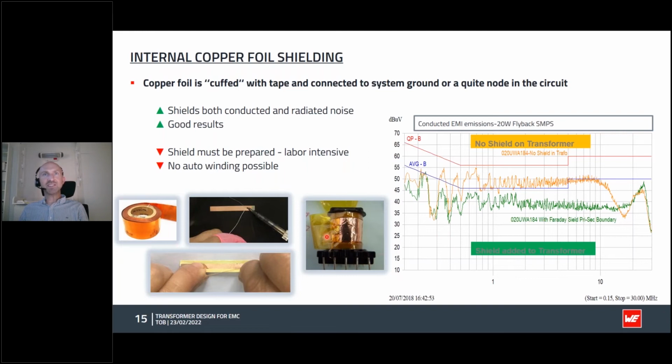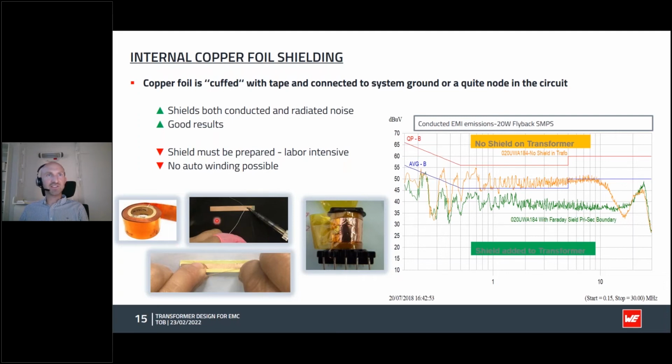What this does is it picks up these high dV/dt capacitive currents that could be injected from the primary to secondary, and it provides a path back to the primary side without it actually going into the secondary. So you actually get this kind of closed loop on the primary, stopping those noise currents from getting injected into the secondary.